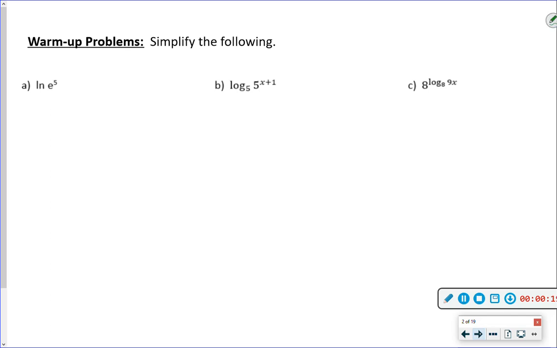Remember, an ln is a log base e, so they cancel each other out. I can do those all day. Same thing here, your log base 5 and your 5 to a power cancel each other out. No reason to get these wrong. And of course, the last one, give it to me, what's the last answer? 9x, all right, cancel each other out.